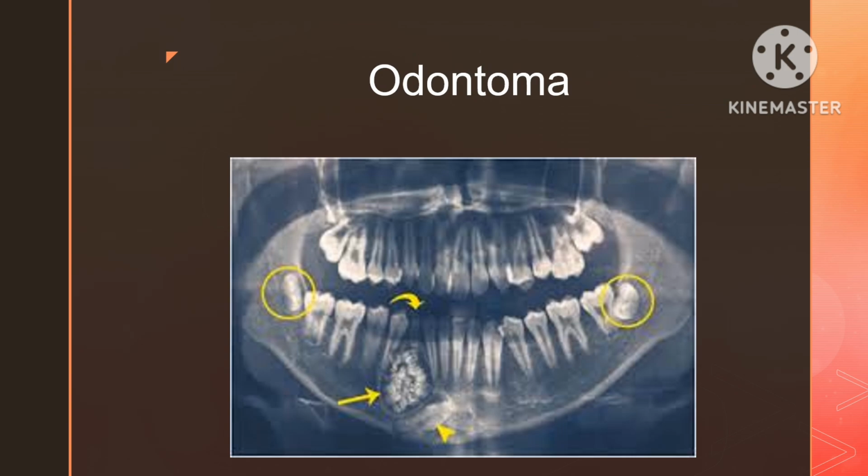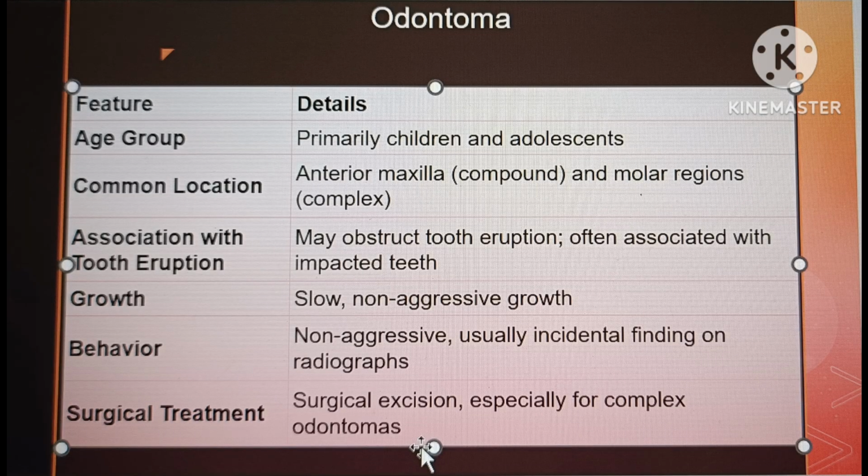We'll talk about the odontomas. Odontomas are benign odontogenic tumors that are actually developmental anomalies, hamartomas. They are not true tumors. They are the most common type of odontogenic tumor as well. They are most commonly seen in children and adolescents, and they may obstruct tooth eruption, and about half are associated with an impacted tooth as well.